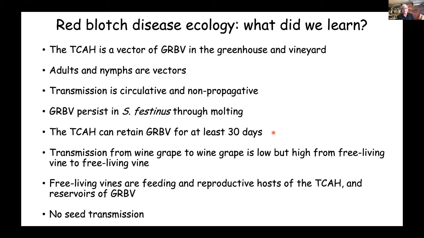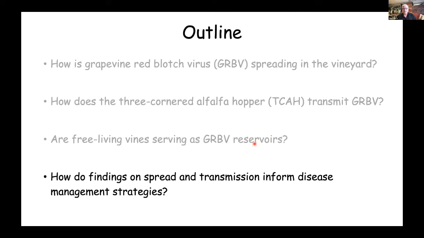So far, we could convincingly conclude that the insect vector can retain the virus for at least 30 days, if not more. Transmission from wine grape to wine grape is very low. In contrast, transmission is very high from free-living to free-living vines. And as I just mentioned, free-living vines are feeding and reproductive hosts of the insect vector. And I will not expand, but there is no seed transmission of the virus whatsoever.